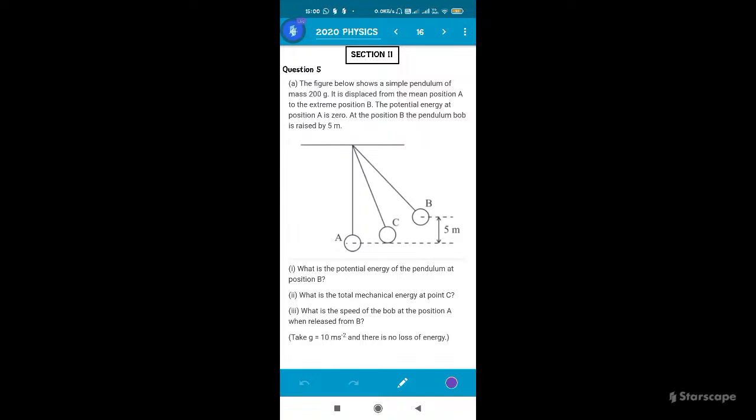Alright, so A is the mean position and B is the extreme position, it has been said. Now it has been said that point B is at a height of 5 meter from the ground level. So now we have to calculate the potential energy of the pendulum at point B.